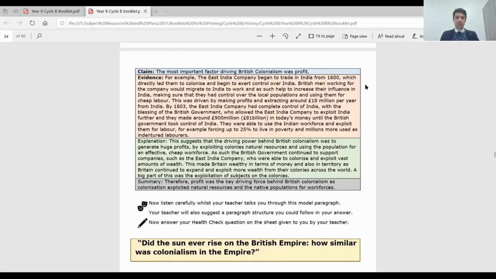Okay, once you've done that, the next job actually is to go ahead and read the model paragraph, which you can now see on my screen. It's on the next page in your workbook. Pause this video now and read the model paragraph.